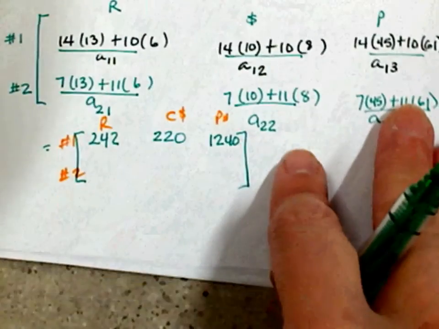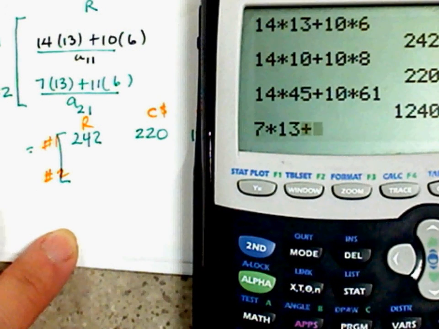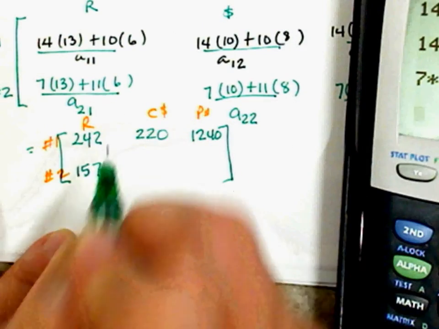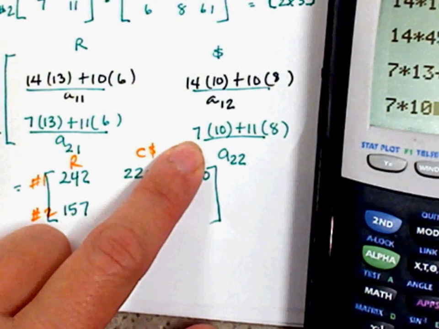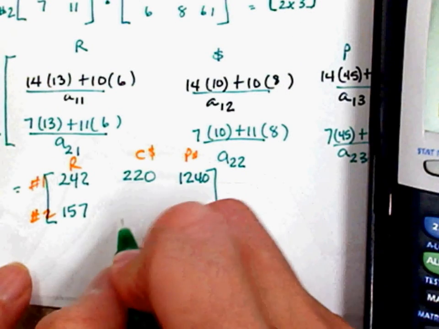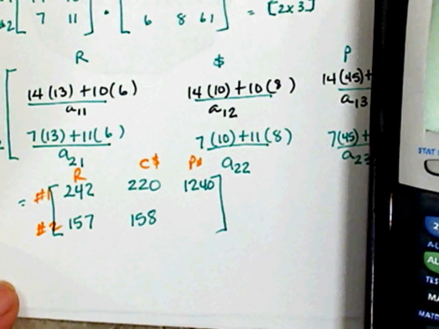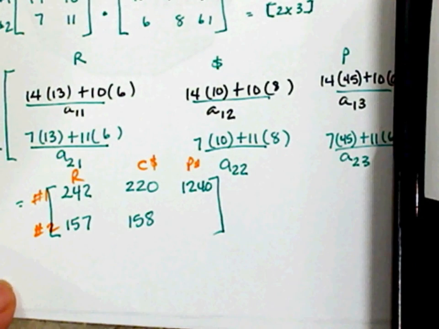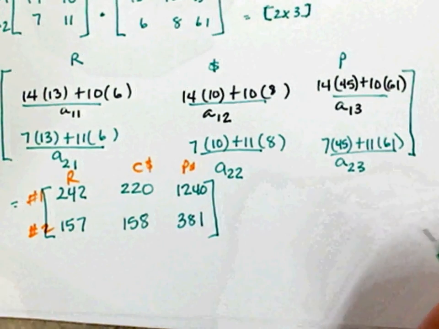All right, next one. 7 times 13 plus 11 times 6. The revenue for store number 2 is $157. 7 times 10 plus 11 times 8. The cost of store number 2 is $158. Let's see how much profit we get. So you'll have 7 times 45 plus 11 times 6. And I just type in just like that. Your profit at store number 2 is $381.